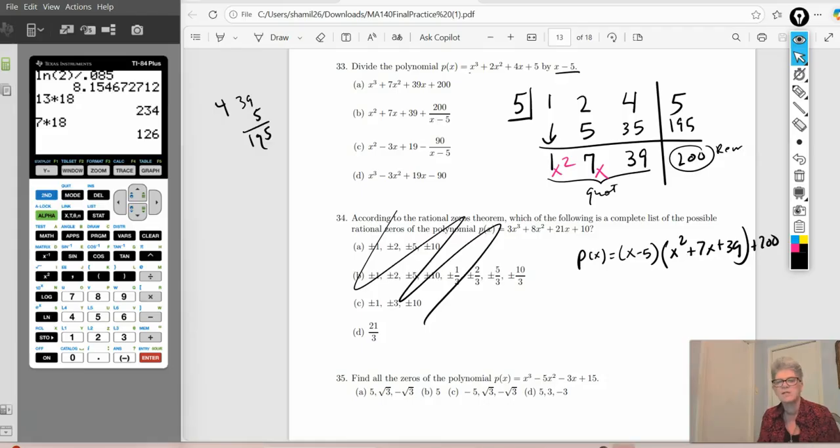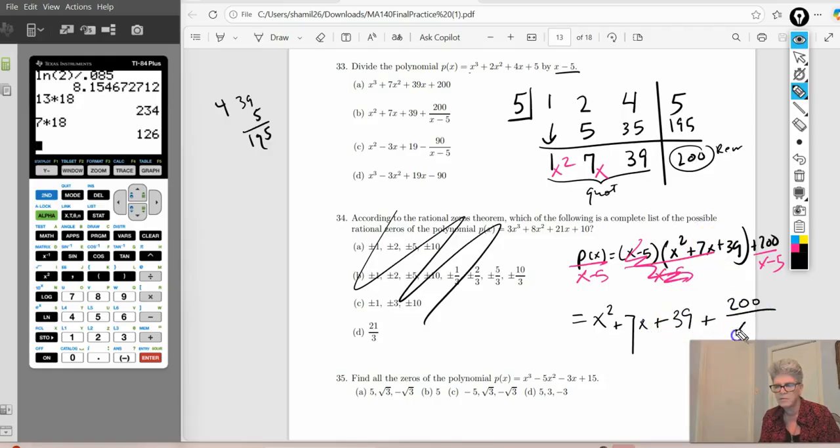Now, if I look at the selections, none of them look like that. That's one way I could have written it. The other way is to divide every term by the divisor. You're taking p of x and you're dividing it by x minus 5. Because here the x minus 5 terms cancel. So my answer is going to be, after cancellation, x squared plus 7x plus 39, and then plus this 200 over x minus 5. Okay, so that's matching up with selection B.